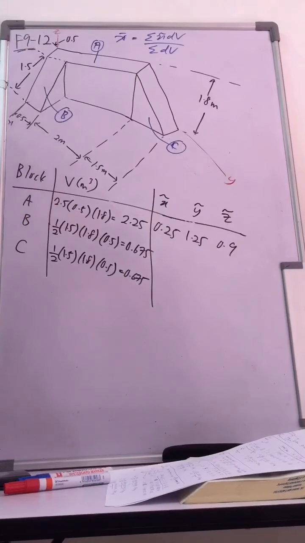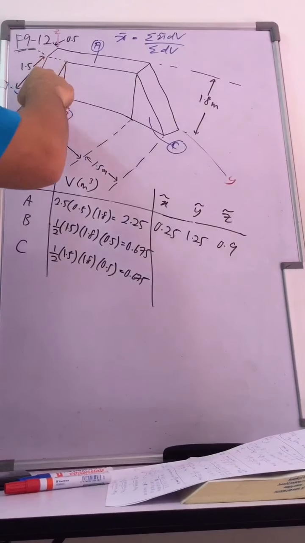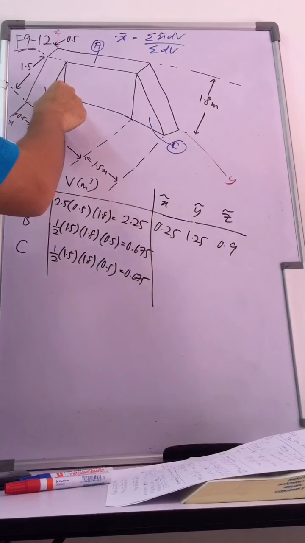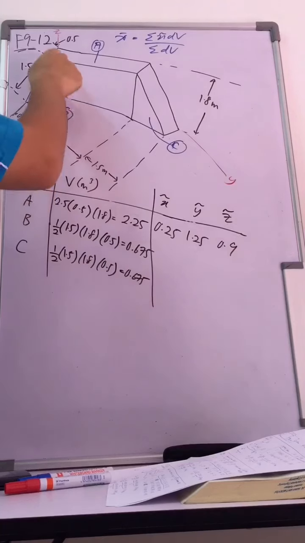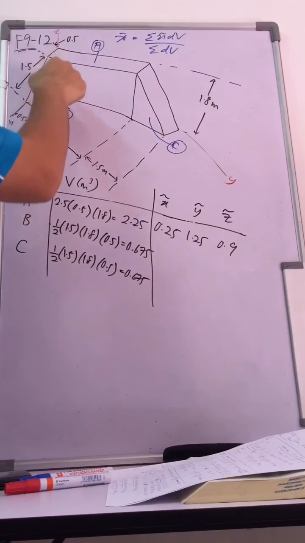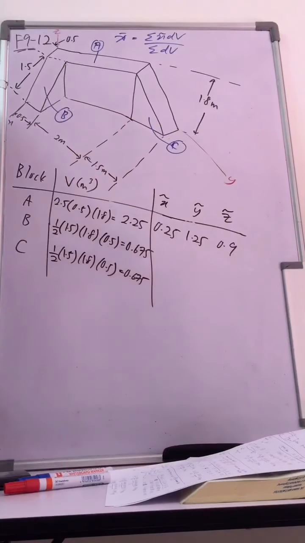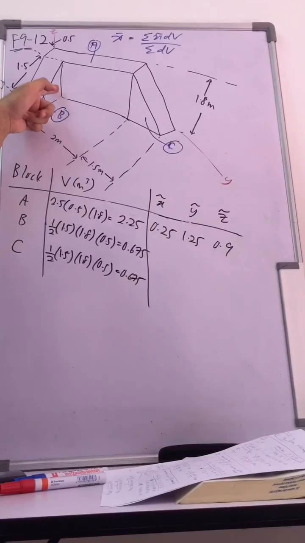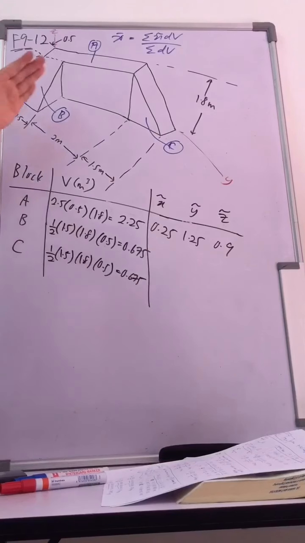Okay. What is the location of the centroid of B? So first, what is the shape of B? The shape of B, the prismatic shape of B, it is this. The cross section is a triangle, right? A right triangle. The base rectangle means that this is a 90 degree right angle. This length is 1.5 meter, the height is 1.8 meter, and then thickness is 0.5. Okay, the thickness is just to make it become a volume.